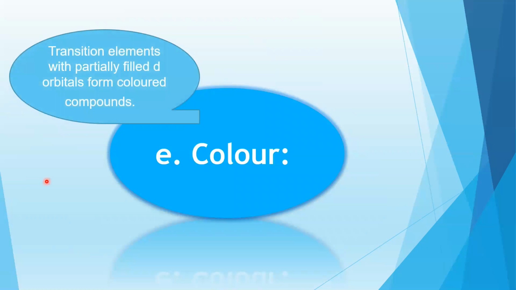Color. Transition elements with partially filled d orbitals form colored compounds, because partially filled d orbitals are ready to lose their electrons. D block elements are also known as transition elements as they can move from one state to another state, that is, they can undergo excitation, and while getting back from the higher oxidation state to the lower state, in between they transmit color. And this is the way how d block elements impart color.